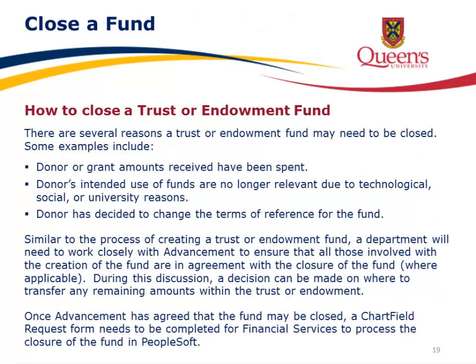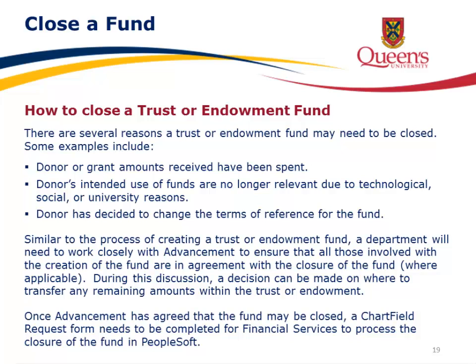How to close a trust or endowment fund. There are several reasons a trust or endowment fund may need to be closed. Some examples include: donor or grant amounts received have been spent; donors' intended use of funds are no longer relevant due to technological, social, or university reasons; or the donor has decided to change the terms of reference for the fund.